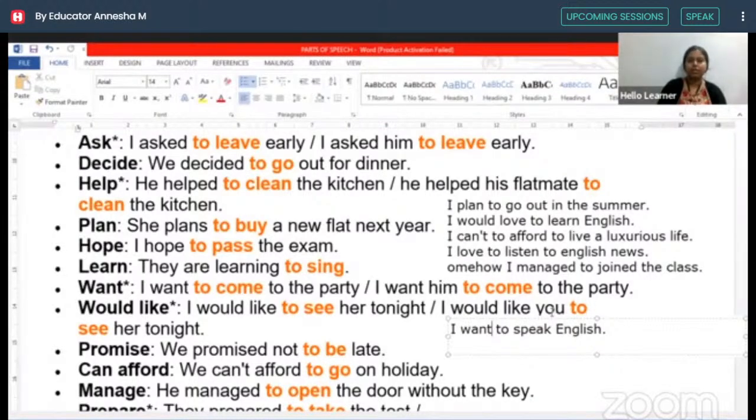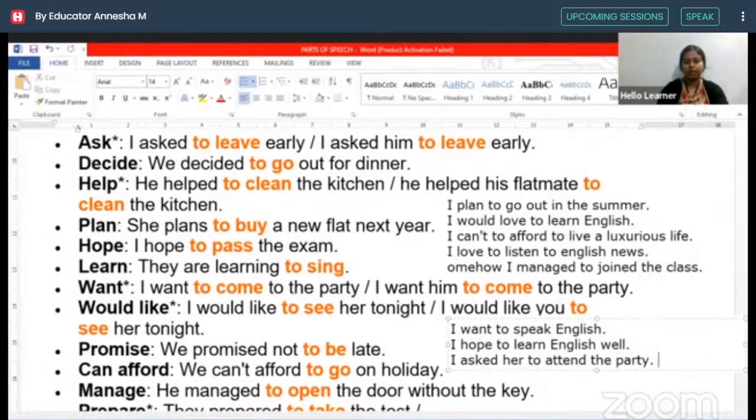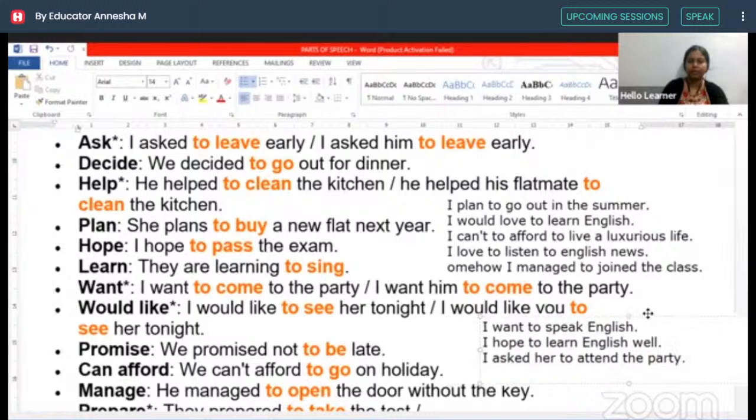Sanjay. Yes, next. I hope to learn English well. Is it correct? Okay, I hope to learn English well. Absolutely correct. Very good. Yes, next. Shweta? Ma'am, I asked her to attend the party. To attend the party. Very good. I asked her to attend the party is absolutely correct. Very good, Shweta. Dipali, next.